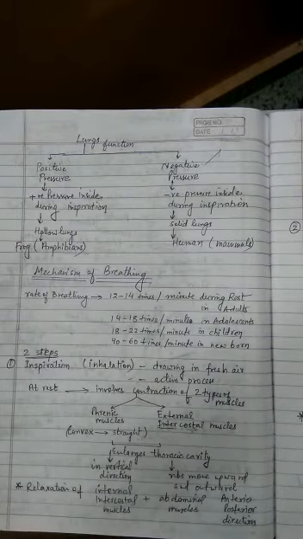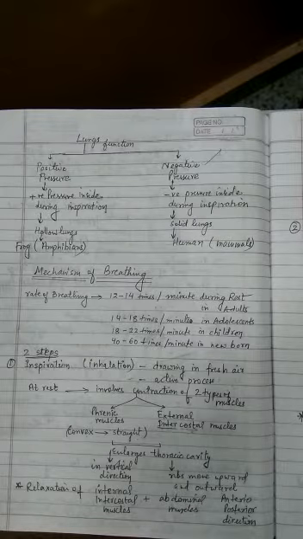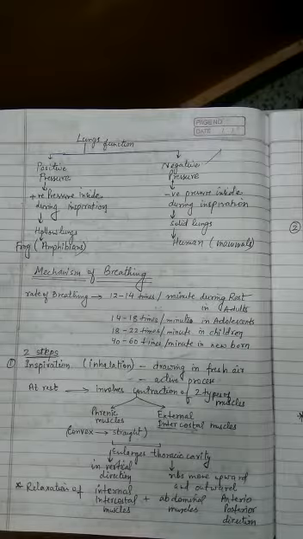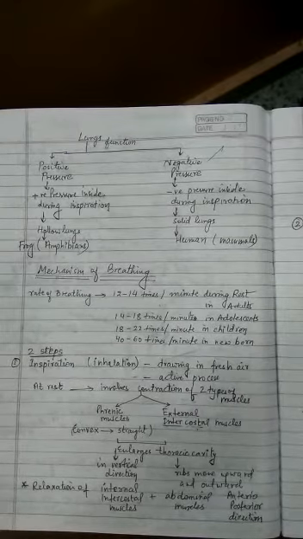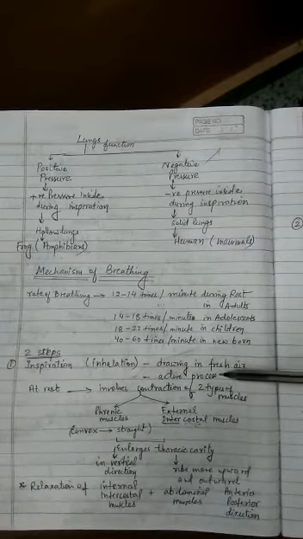So the first step is inspiration, and during this step the fresh air is brought inside the thoracic cavity, and this process is an active process. Remember that during inspiration at the point of rest, two muscles are involved. Those two muscles undergo contraction. We all know contraction of the muscles is an active process, so ATP or energy is consumed, and that's why it is called an active process.